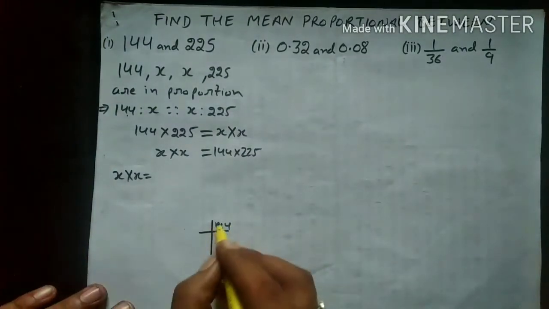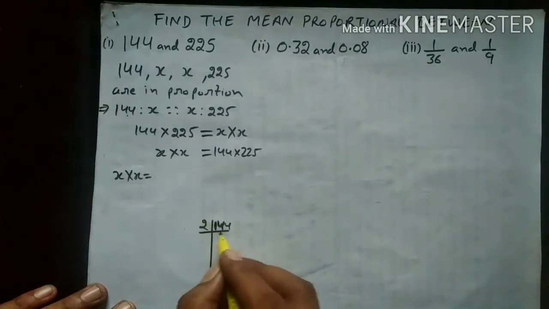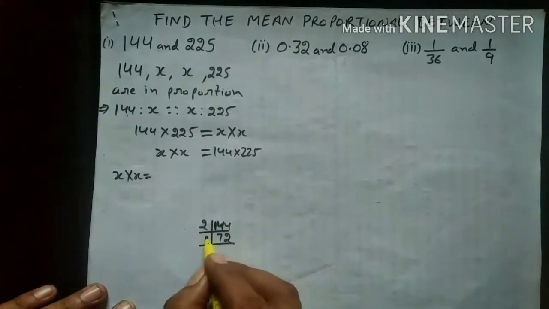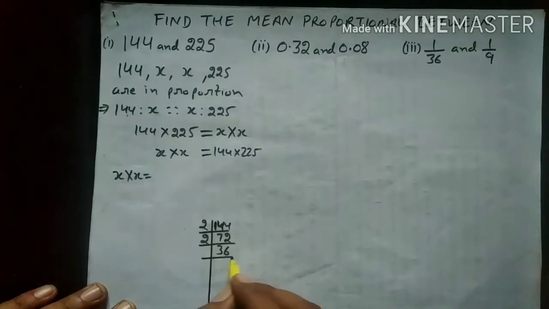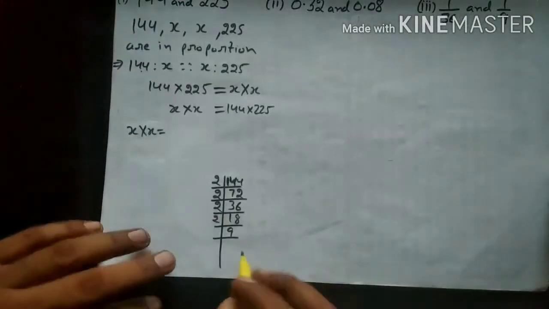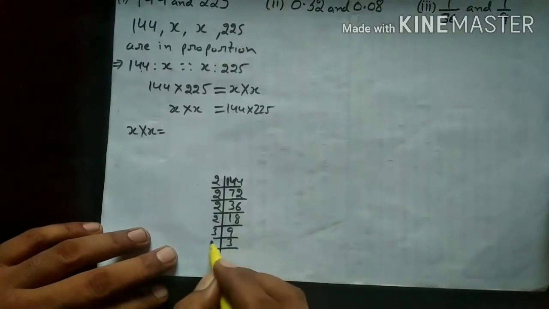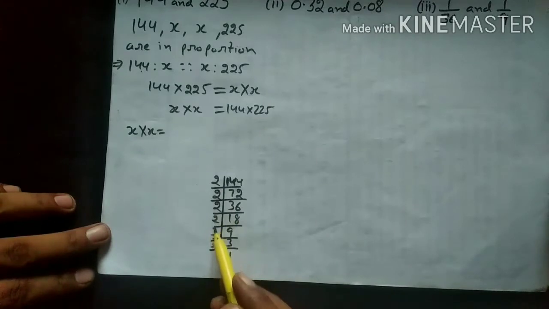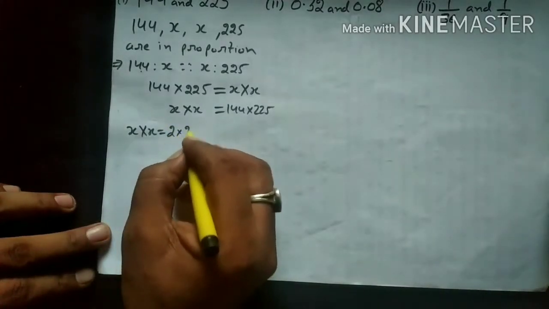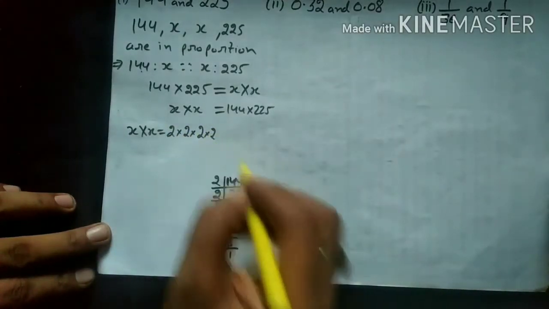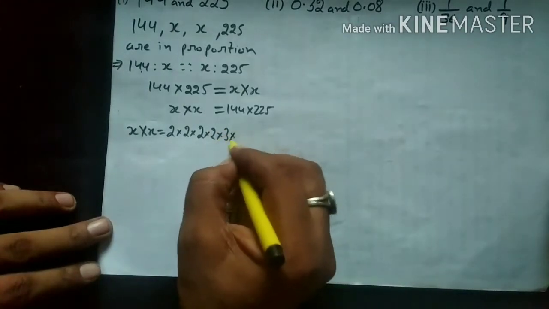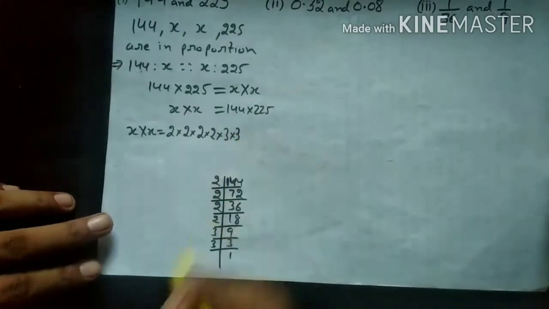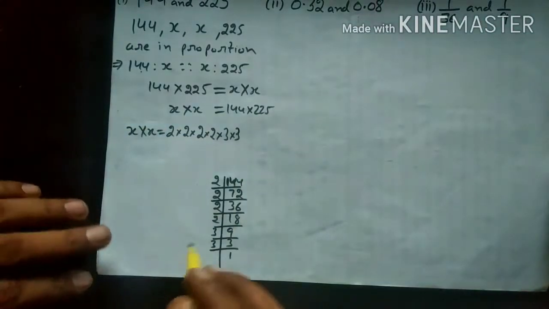Now 144 is divisible by 2, therefore 72. This is also divisible by 2, 36. Now 2, 18. After that 9. Now 9 is divisible by 3, so 3 into 3 is 9. So 2 appears 4 times, and 3 and 3.